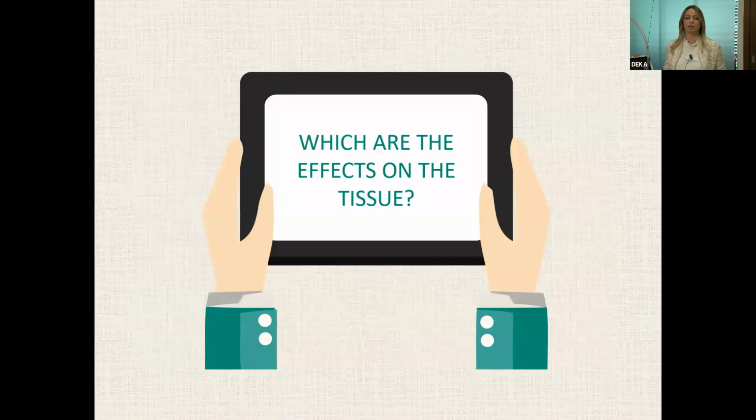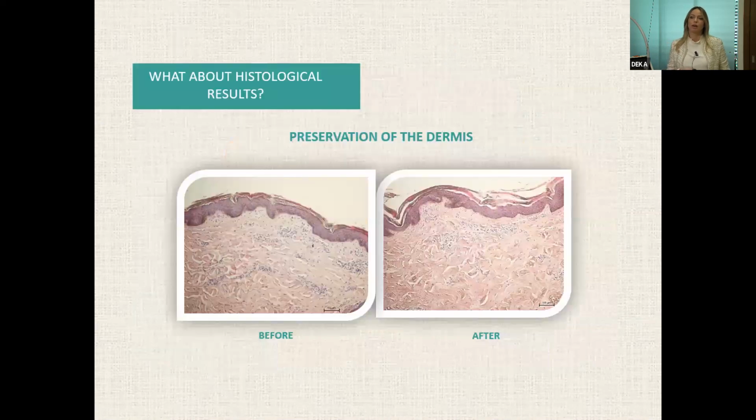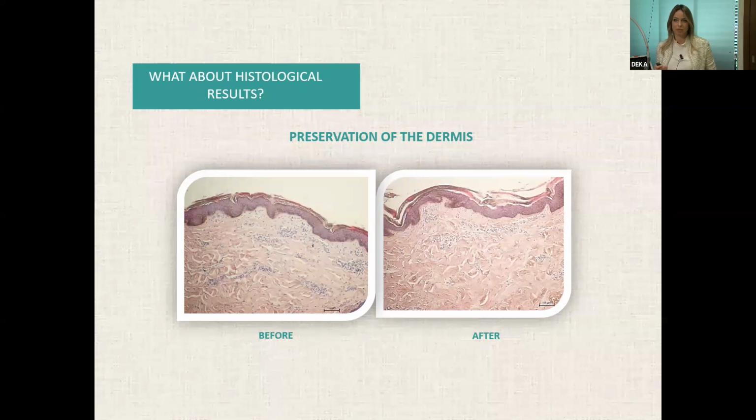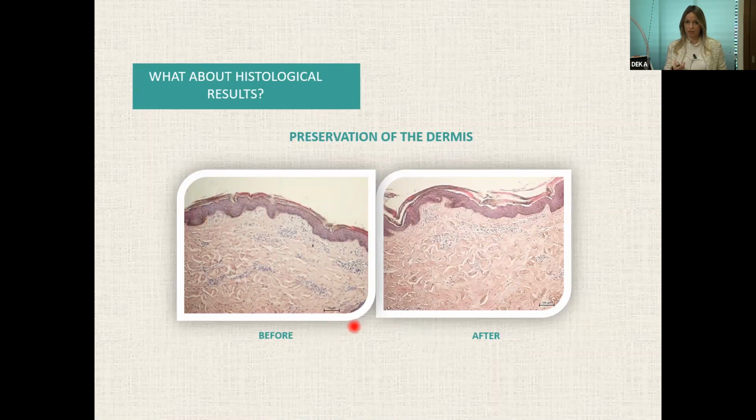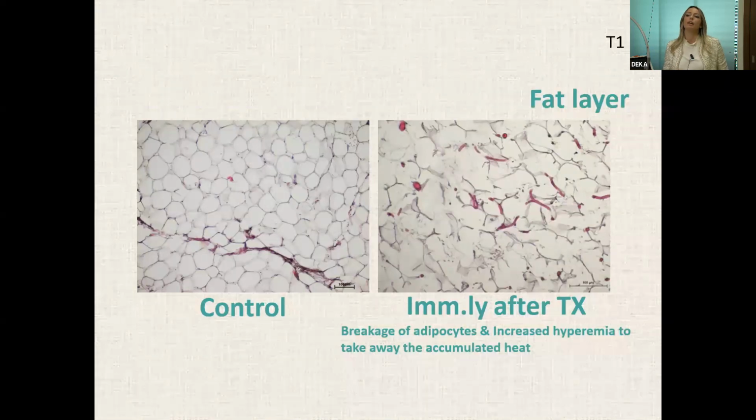Which are the effects on the tissue? From this picture, you can observe that we can't do any damage on the skin layer. So the dermis is completely preserved. And if you focus your attention here, the pink color is completely changed. It means that we had a remodelation of collagen fibers.